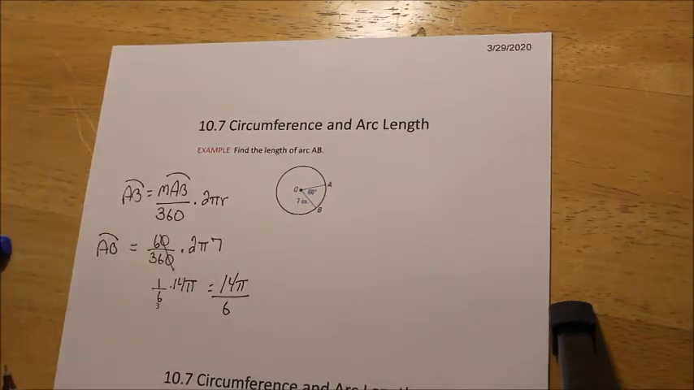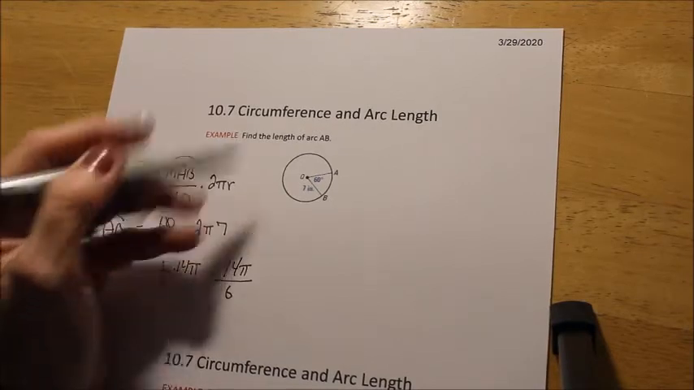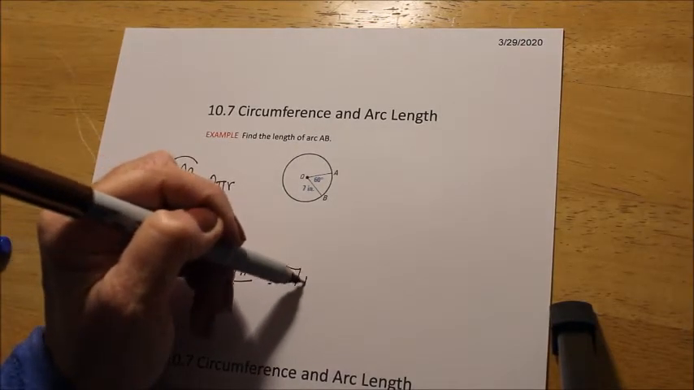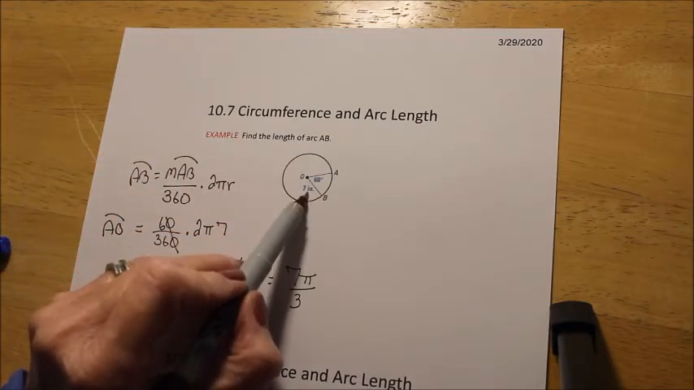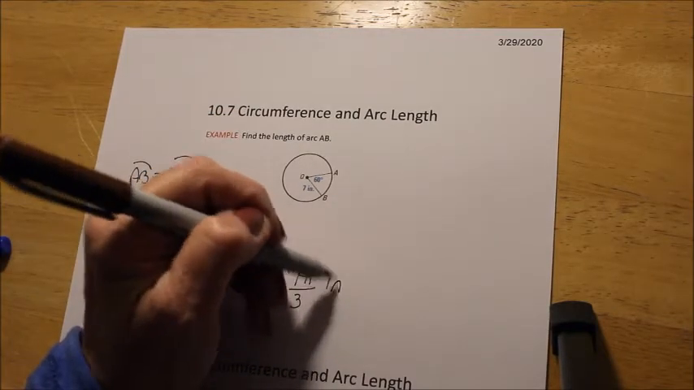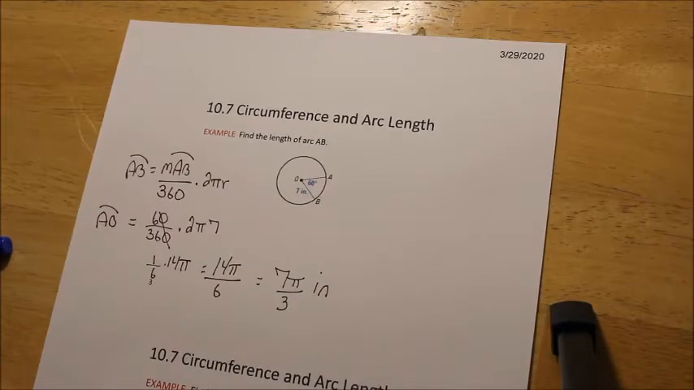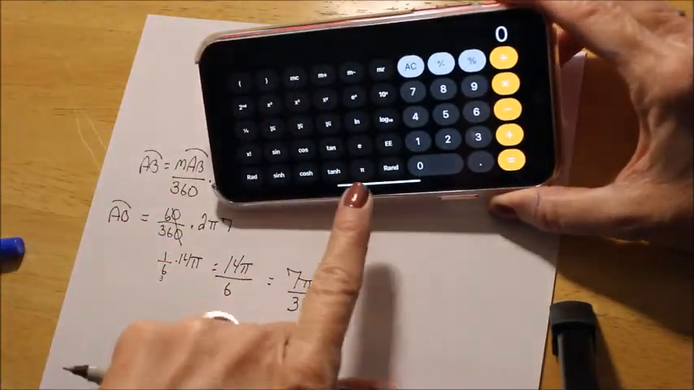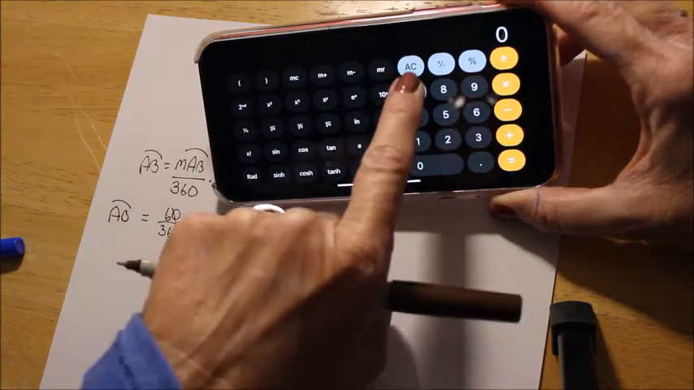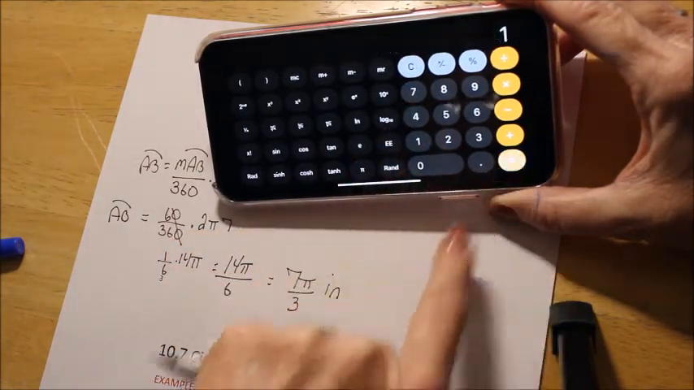We can actually reduce that a little more. We could divide a 2 out of each of those, and you could have 7 pi over 3. And that would be the length of the arc in inches. If you wanted to calculate that out and get a decimal, you can. Honestly, you could leave it just like that, but let me go ahead and calculate that. So on the phone, when you turn it on the side, there's your pi button. So you're just going to hit 7 pi.